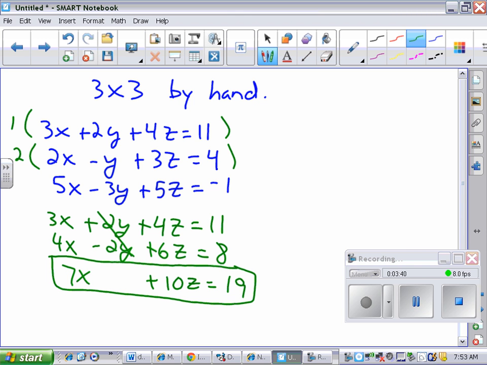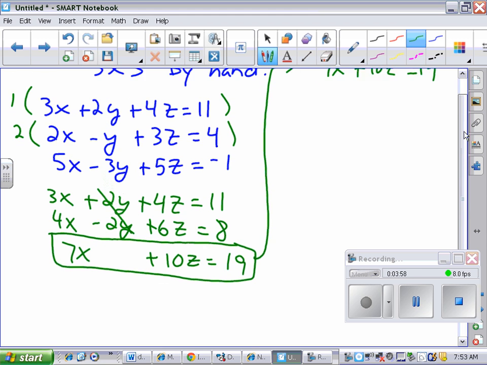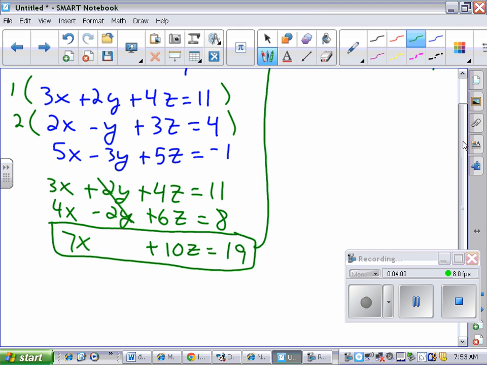So what I do with this equation is I'll just take it over here and park it. Just park it over here for now: 7x plus 10z equals 19. I'm going to forget about that one for a while.